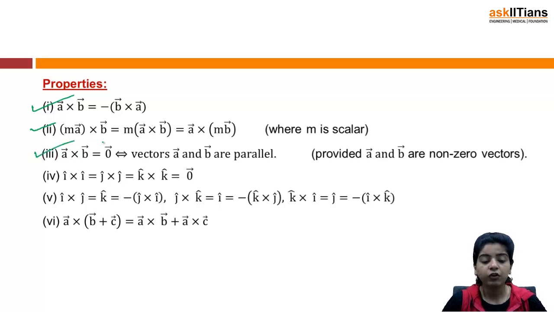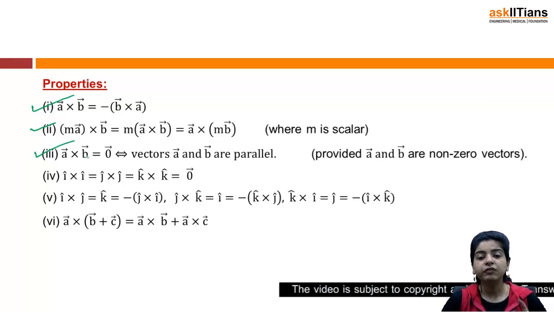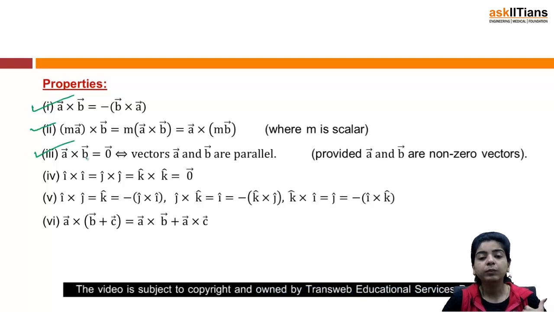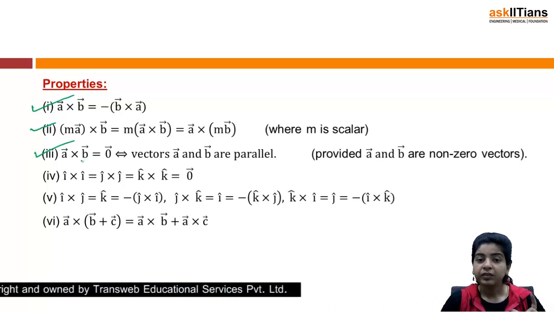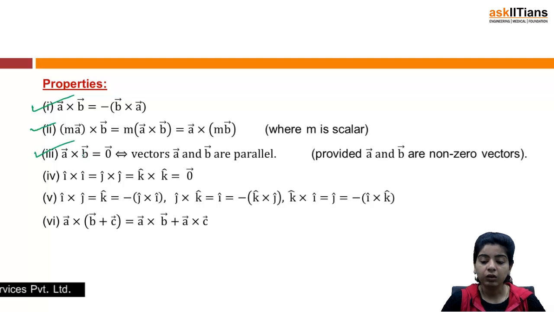Next we have A cross B is the 0 vector if and only if vectors A and B are parallel, provided obviously A and B are non-zero. That means if the cross product of two vectors is a 0 vector, it happens only if the vectors are parallel, subject to the condition that both the vectors are non-zero vectors. Now this is important: i cross i is j cross j is k cross k is equal to the 0 vector. So the cross product of i with i, or j with j, or k with k is 0.